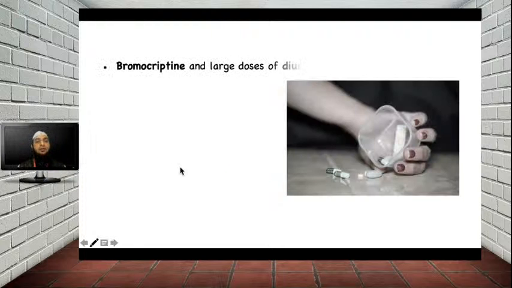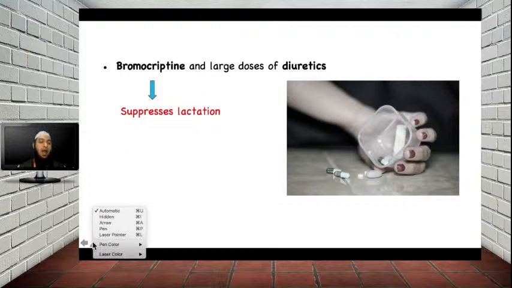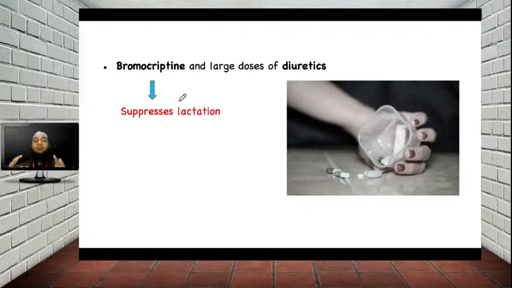So we have seen the different drugs and what they produce if given to the mother. Likewise, if you are giving bromocriptine, or a large dose of diuretics, it may suppress lactation. And you know that in the mother, lactation, meaning secretion of milk, is very important. If the mother is on treatment with bromocriptine or diuretics, you may see that lactation reduces. And since lactation is reduced, although the child is suckling, the child is not getting the milk, and keeps on crying.